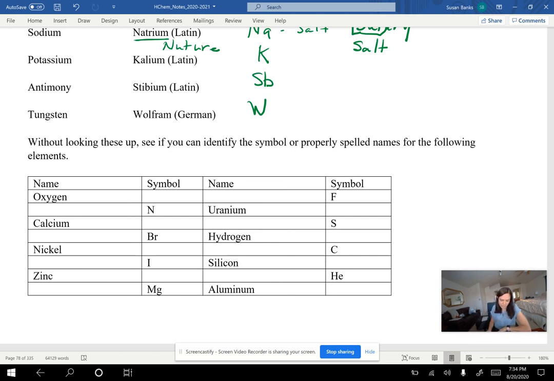Okay, have you finished it? All right, the symbol for oxygen is O. N is the symbol for nitrogen. Calcium has the symbol Ca. Br is bromine. Okay, nickel has the symbol Ni. I is the symbol for iodine. Zinc, Zn. Mg is magnesium.